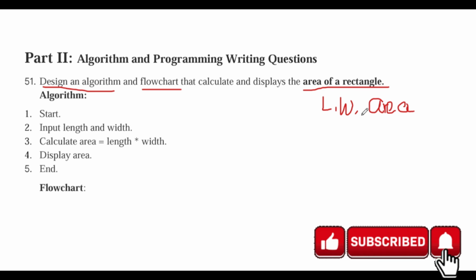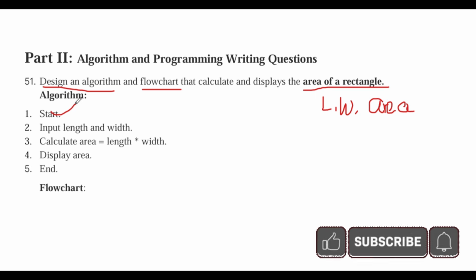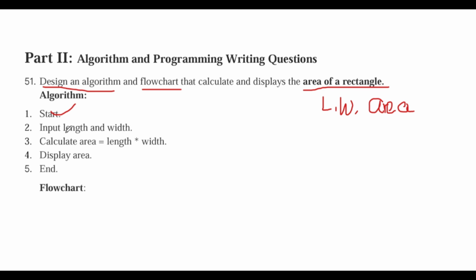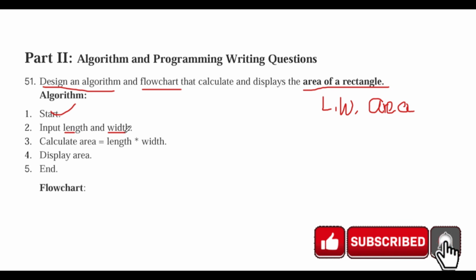So in order to design or develop an algorithm, first you start. The next step, you have to read your inputs. The second, input your variables. What are the variables? Length and width. You have to take your length and width. The third step, you have to calculate the area.